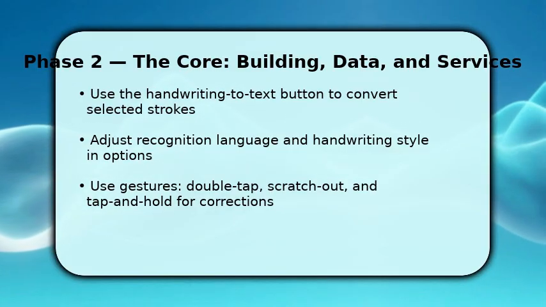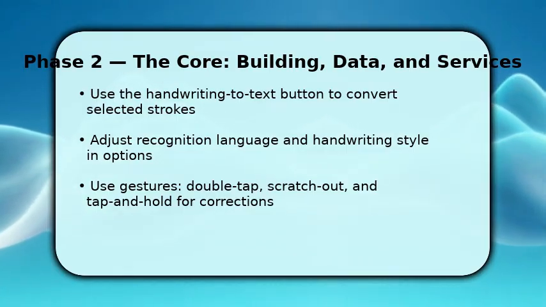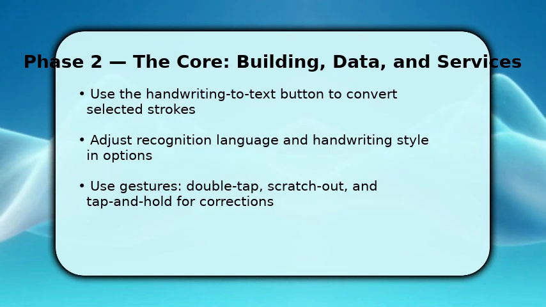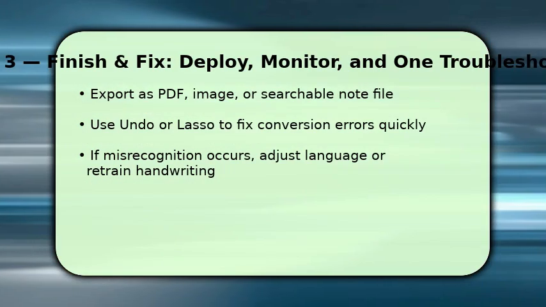Once you've converted, make layout tweaks. These small edits prevent misalignment and keep your notes searchable and export ready. Finish by reviewing converted text and aligning it visually. Then export as PDF, image, or searchable Goodnotes file depending on use.